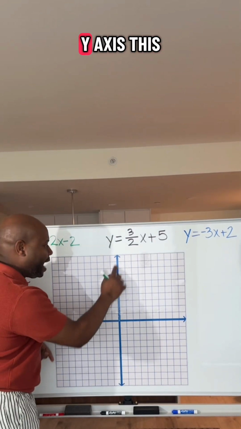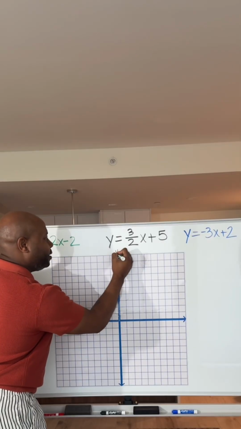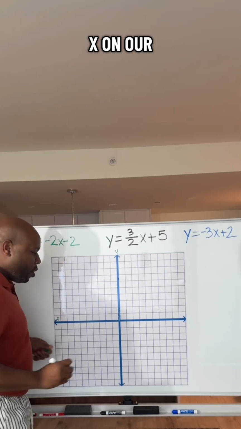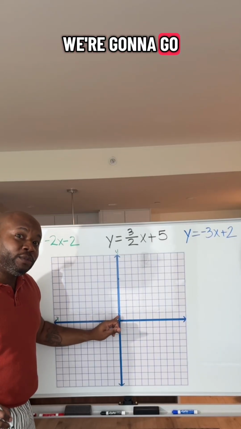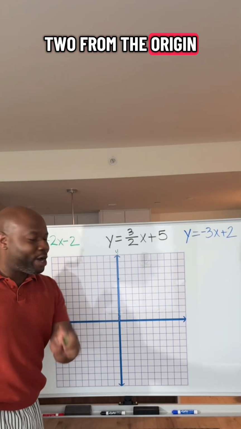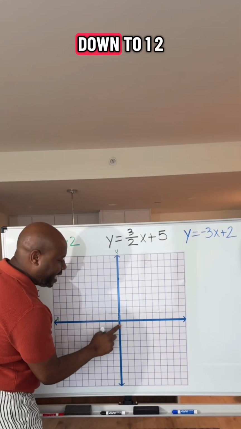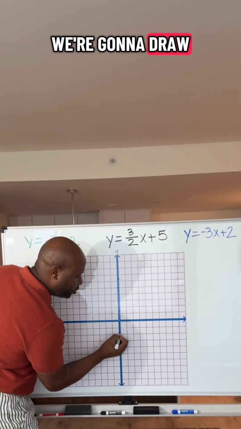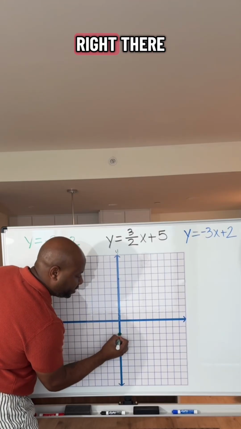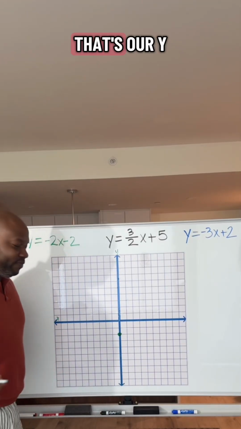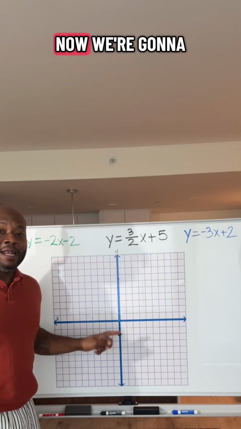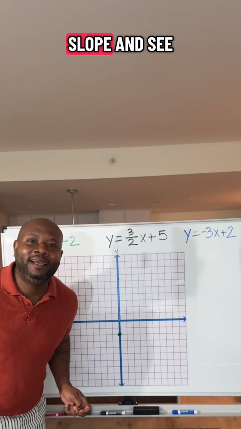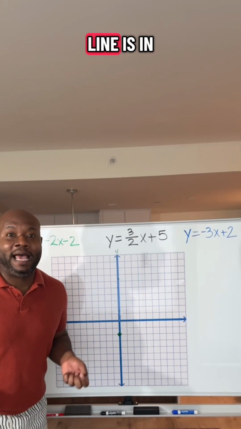So on our y-axis, this is our y, this is our x. On our y-axis, we're gonna go down to -2 from the origin. Here's the origin, down to 1, 2. We're gonna draw a big point right there. That's our y-intercept right there. Now we're gonna go to our slope and see how steep the line is and its direction.